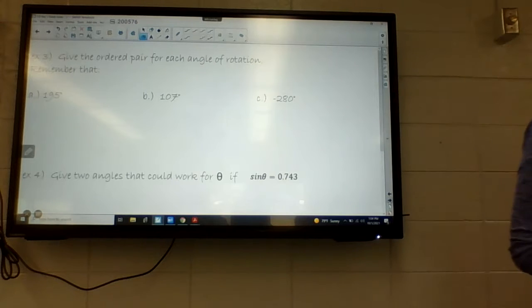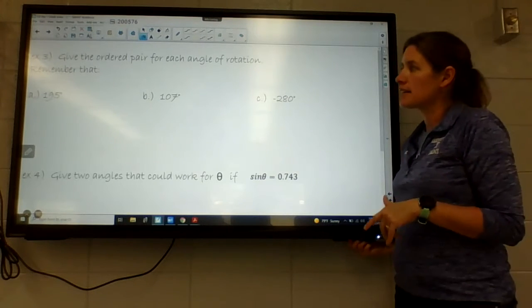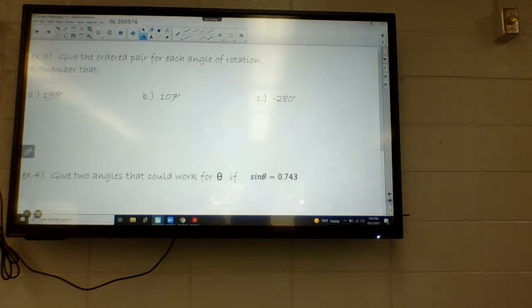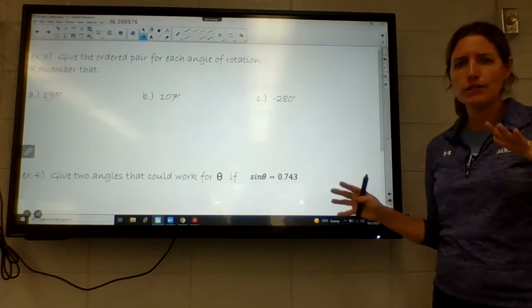Do these last few examples here. So if you guys could flip back to the notes, we still only have a few more examples. Give the ordered pair for each angle of rotation. Now if you look at these, you're going to realize that I don't believe any of these angles are special angles. You might think they kind of look like it, or they might be close, but they're not.